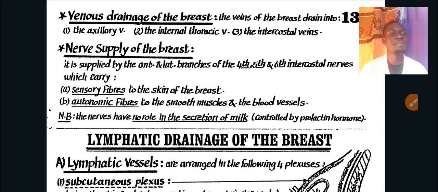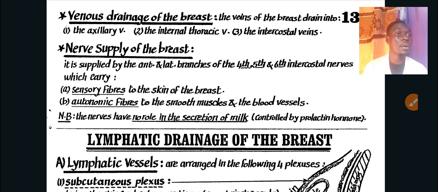Now the breast is basically supplied by the anterior and lateral branches of the 4th, 5th, and 6th intercostal nerves. And these nerves actually have sensory fibers that go to the skin of the breast. However, they also have autonomic fibers to the smooth muscles, and we know that smooth muscles are mainly found in the nipple of the breast, and also the blood vessels.